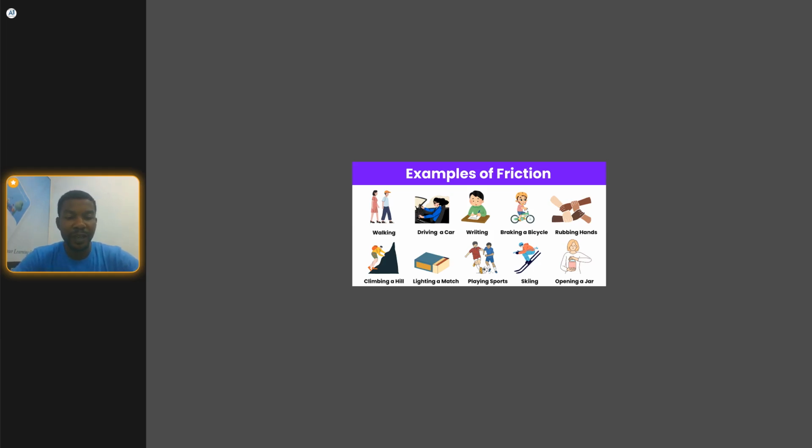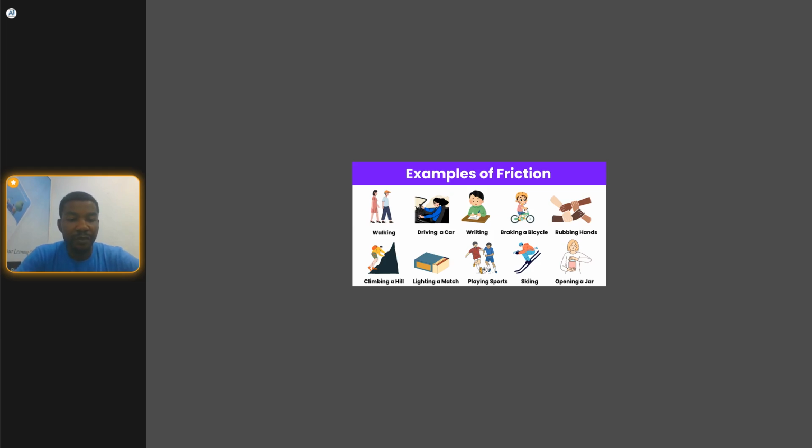Right away we are going to be having the physics class, and today we are taking another topic, which is friction. As you can see on the screen, there are some examples of friction which we relate with. They are daily things we do, daily activities.